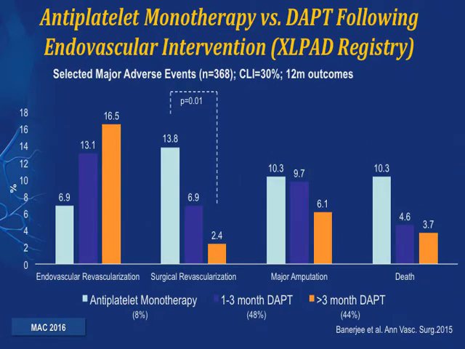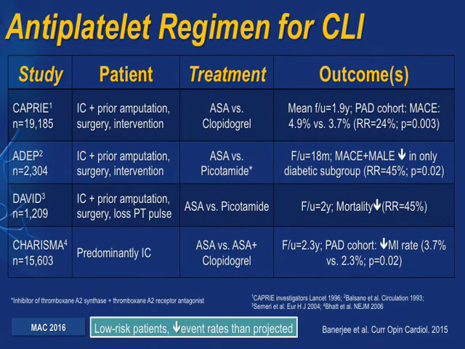This is our data from the XL-PAD registry with 30% CLI patients, with no difference in death and major amputations with antiplatelet monotherapy versus dual antiplatelet therapy extended beyond 3 months. Though you see a statistically significant difference in terms of need for surgical revascularization, numerically there was a lowering of death and major amputation with extended dual antiplatelet therapy. However, these did not reach statistical significance.